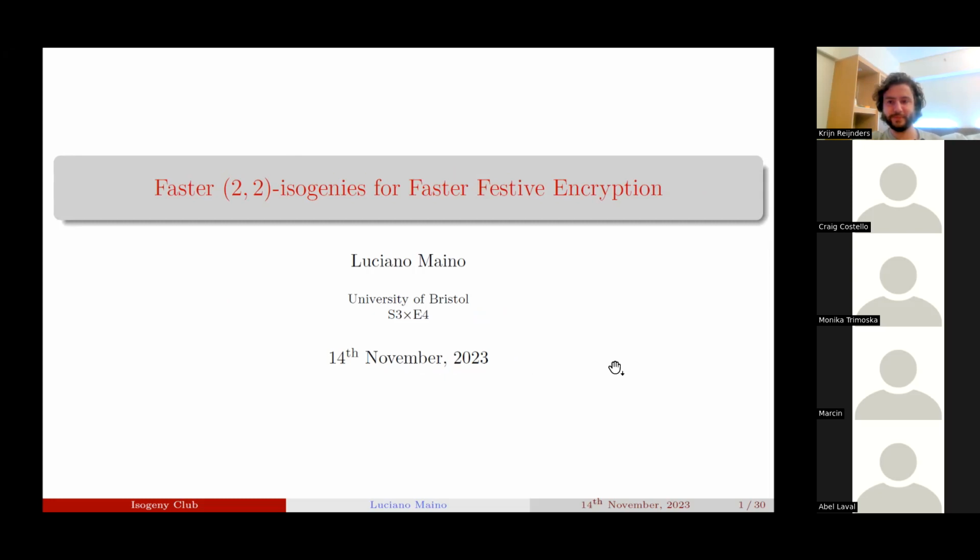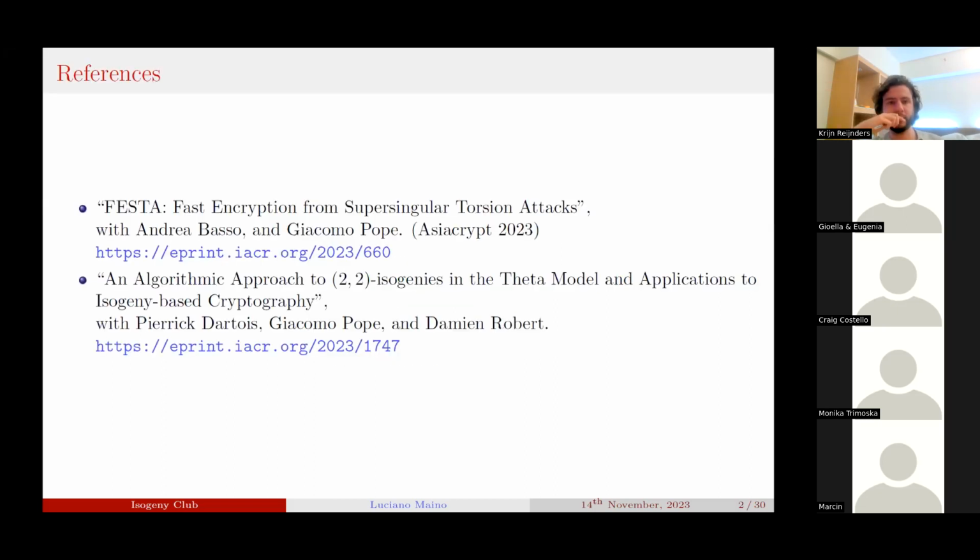So today I'm gonna talk about two main projects I did. I will combine a way to compute two isogenies in a faster way and a speed up to FESTA. Mainly I will follow two references. The first one is the paper from FESTA, joint work with Andrea Basso and Giacomo Pope. The other paper is an algorithmic approach to isogenies in the theta model and applications to isogeny-based cryptography, joint work with Pierrick Dartois, Giacomo Pope, and Damien Robert.